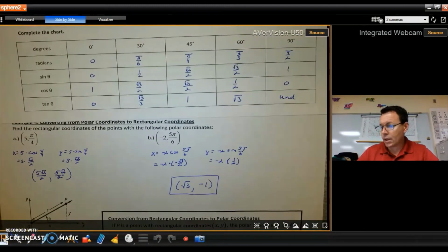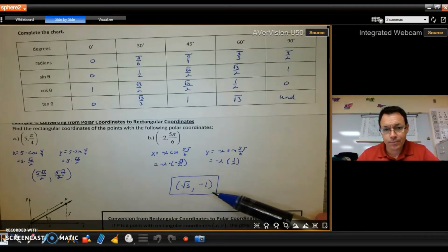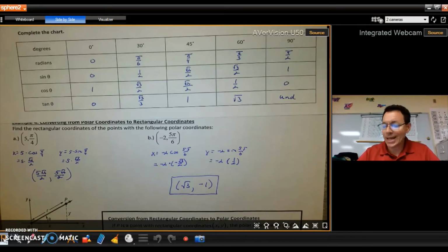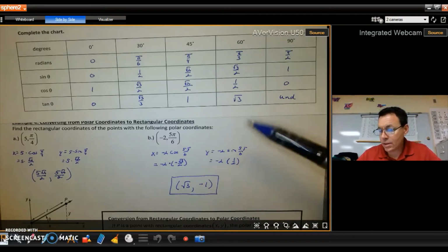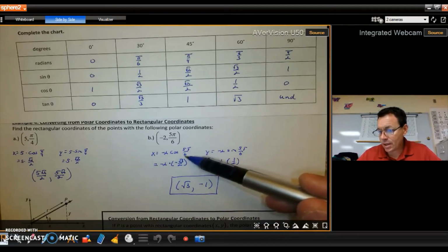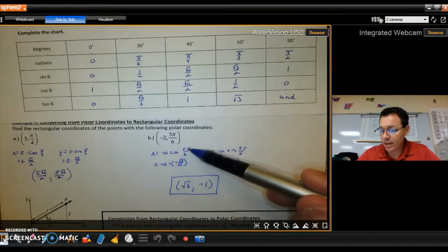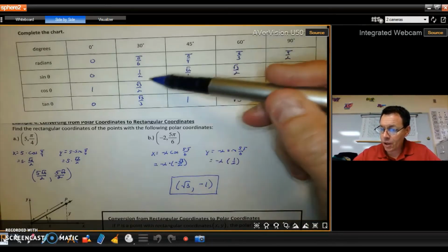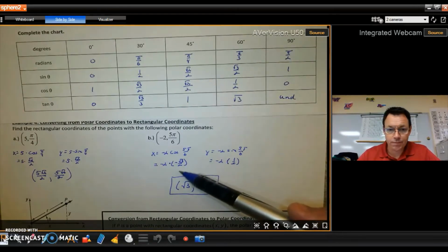All right, so here's my point: radical 3, negative 1. If you got that, great. If not, take a look at my work and see where you went wrong. So x is negative 2 times the cosine of 5 pi over 6. Well, 5 pi over 6 is in quadrant 2. So when I take the cosine of 5 pi over 6, from my chart I'm going to get radical 3 over 2, but I know it's going to be negative radical 3 over 2. So those two negatives are going to cancel each other out.